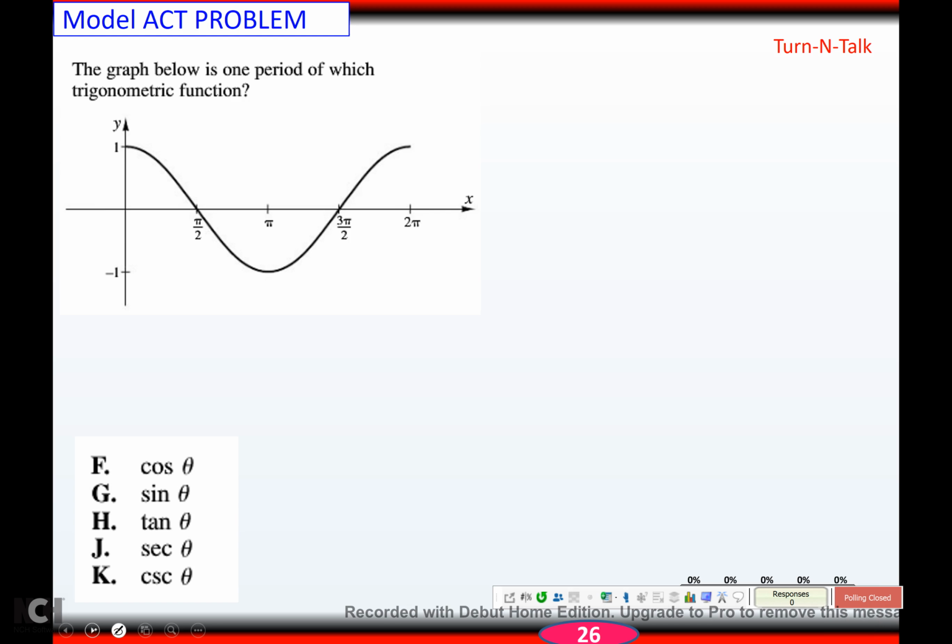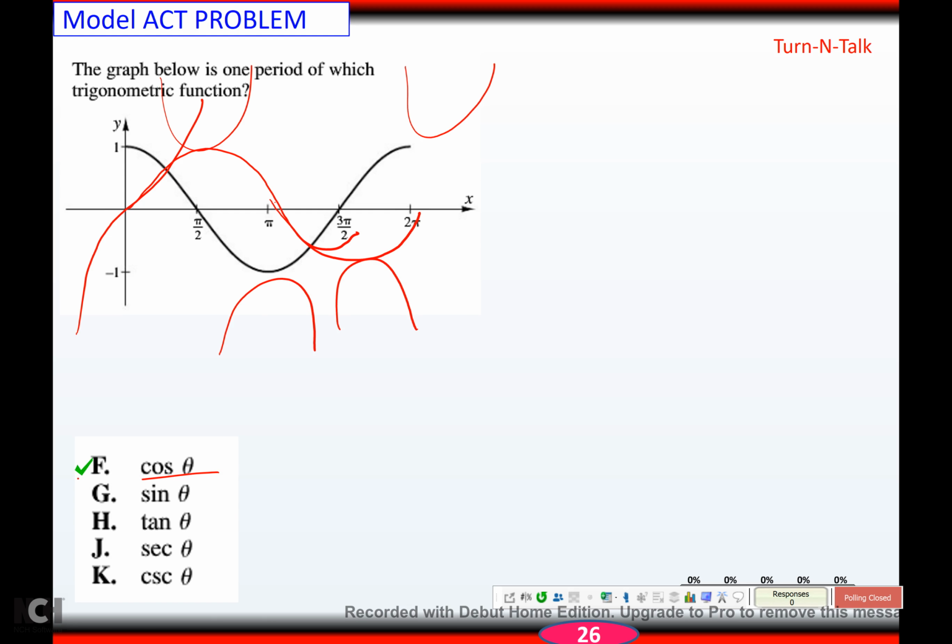This looks like a cosine function to me. It is. Sine would do this. Oops. That would be sine. Tangent goes through the origin, does this. Secant, reciprocal to cosine, would do this. And cosecant is reciprocal to sine, it would do that. So it's got to be cosine.